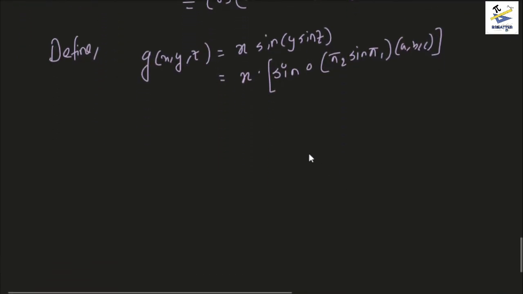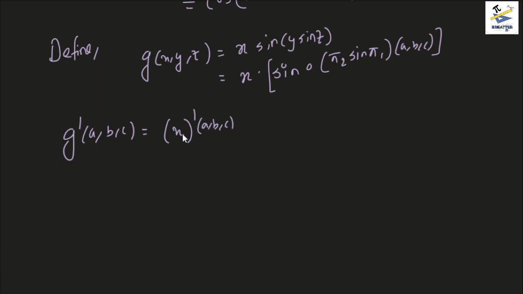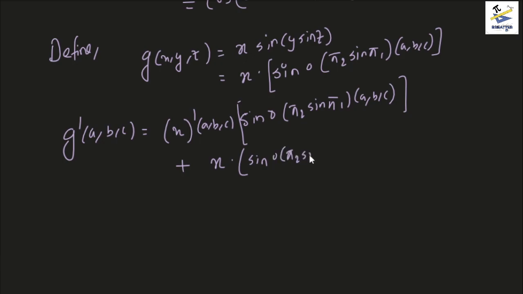Anyways, since it's a product of two functions, g prime ABC is basically x prime at the point ABC multiplied by this sine of pi 2 sine pi 3 at the point ABC, plus x into the derivative of sine of pi 2 sine pi 3 at the point ABC, right? So this is how this thing works.